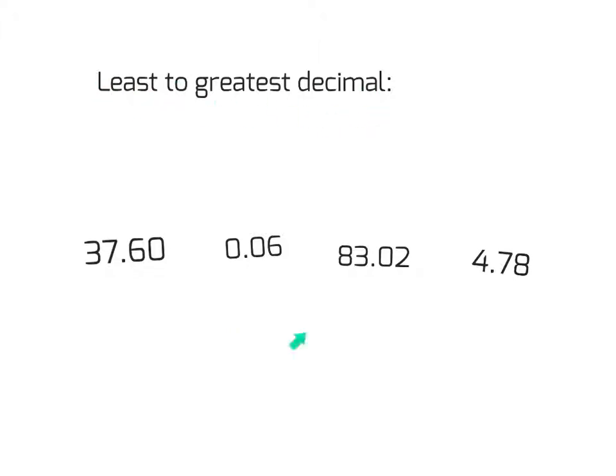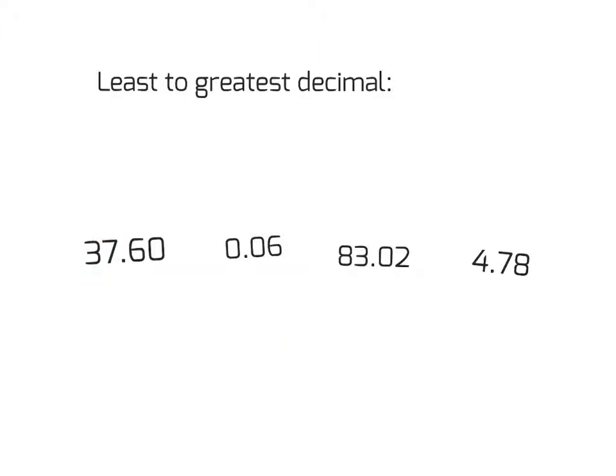Here's an example. This is not in any specific order. Now, let's look at the decimal. The ones behind them are called the part, and the ones in front are a whole.